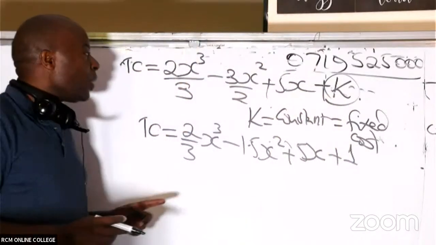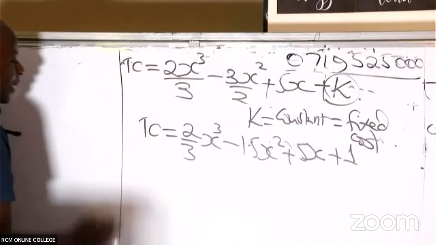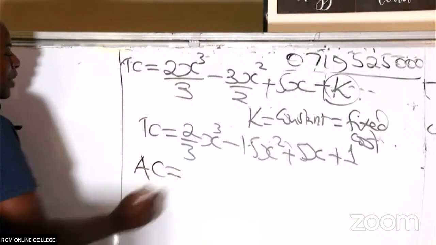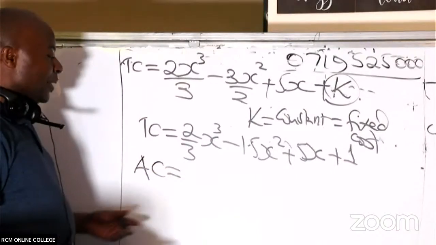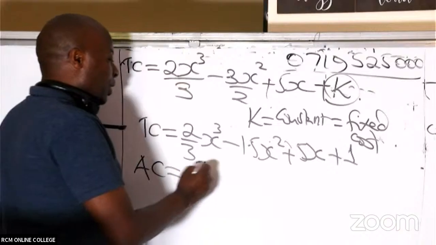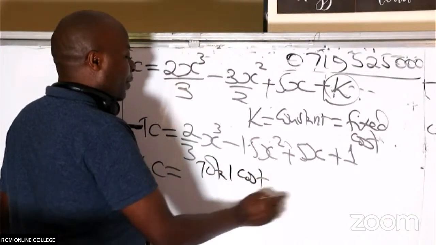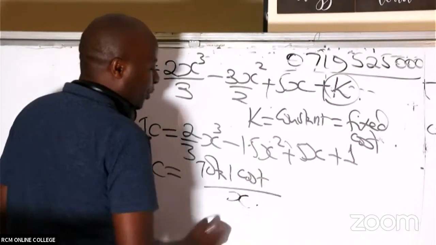But you see, the examiner wanted the average cost. How do we get average? It is like the mean. To get average cost, you will take the total cost and divide this by your quantity, which is x.